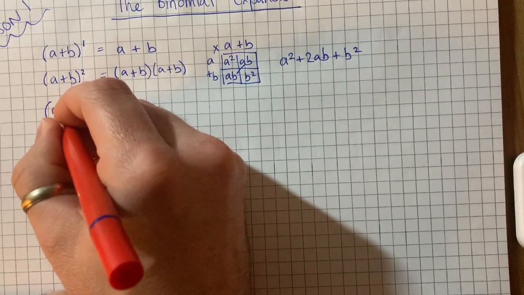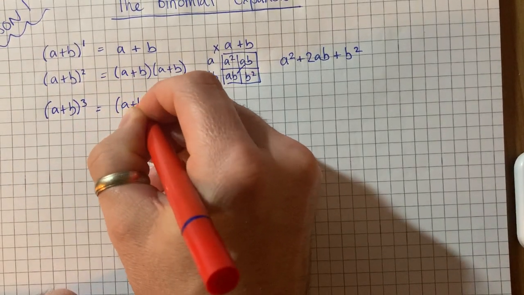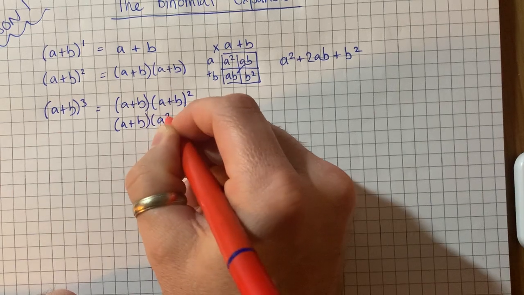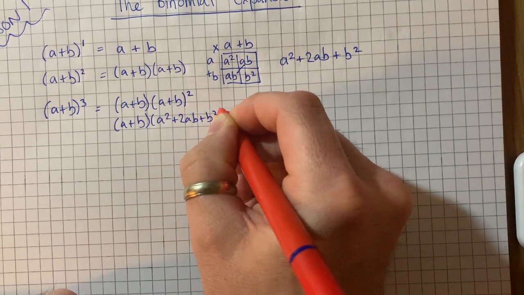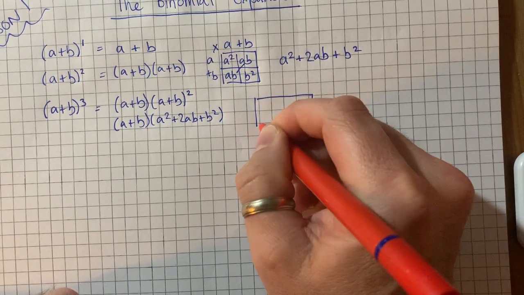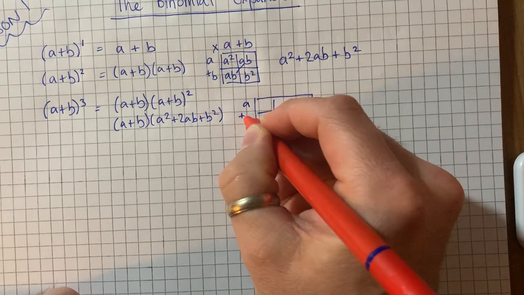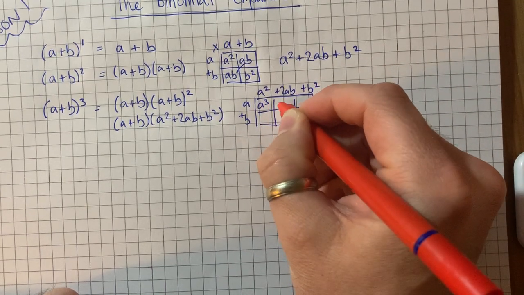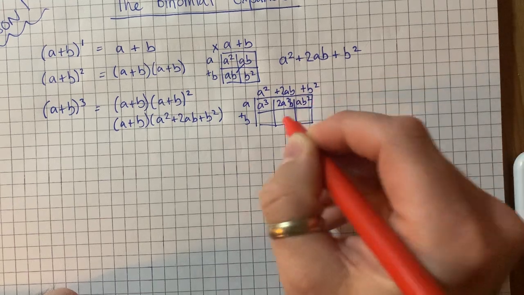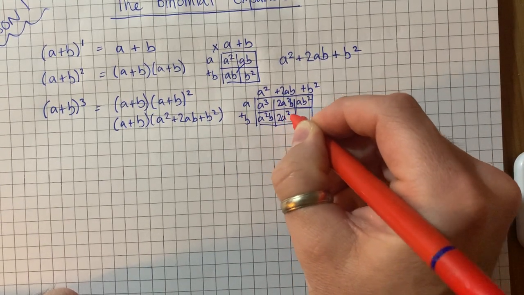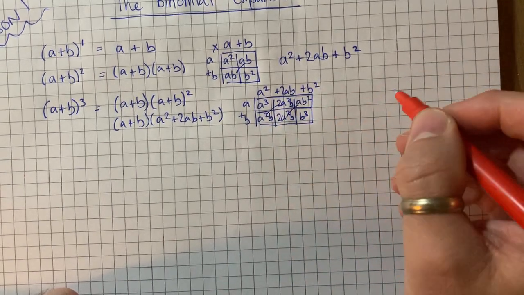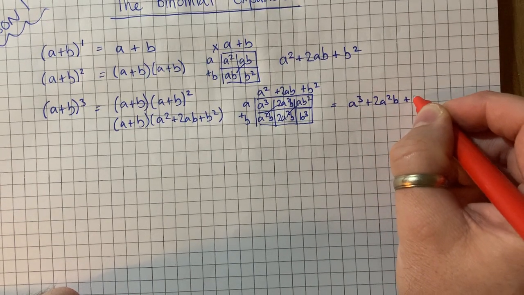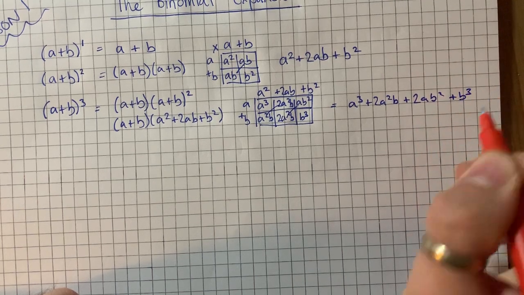Okay, now let's go for a plus b cubed, which is a plus b times a plus b squared, which is a plus b times our last result, a squared, 2ab, b squared. So again, going for a box method, that's a plus b times a squared plus 2ab plus b squared: a cubed, 2a squared b, ab squared, a squared b, 2ab squared, b cubed. Adding our diagonals gives us a cubed, 3a squared b, plus 3ab squared, plus b cubed.